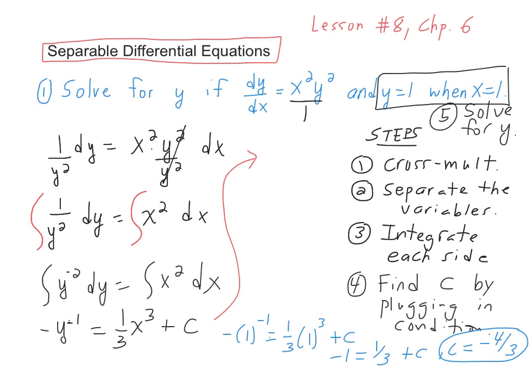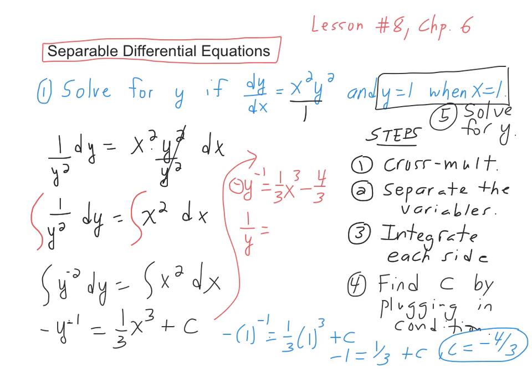So let me just copy over what we have. So we have negative y to the negative 1 is equal to 1/3 x cubed, and we said that c value is negative 4 over 3. Okay. Well, let's get rid of this negative in front. Okay. And this y to the negative 1 is the same as 1 over y. It's really 1 over y to the positive 1, or just write it as 1 over y.